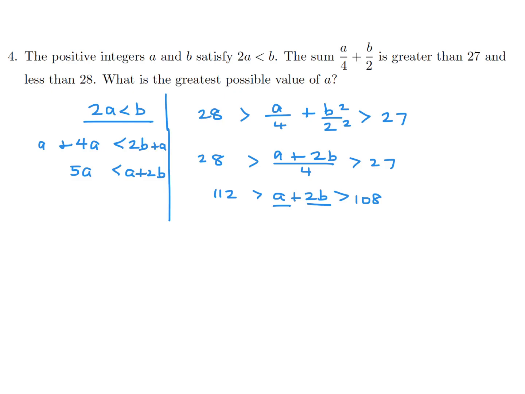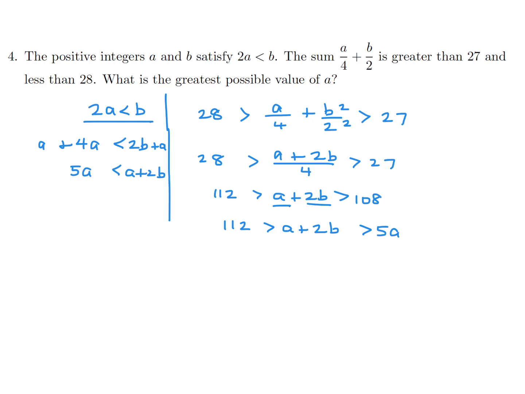Yeah. A plus 2b is greater than 5a. Okay, hopefully I've done this right so far. So that, if you go back to here, that means that 112, which is greater than a plus 2b, but a plus 2b is greater than 5a, like that. See, I'm just making that substitution there.